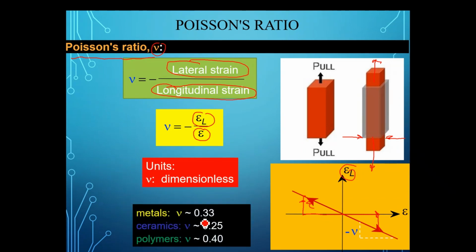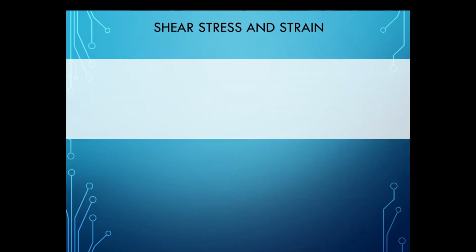Metals normally have a Poisson's ratio of 0.33. That means if the increase in the longitudinal direction is 100 units, the decrease in the lateral direction would be 33 units. Generally, metals have this ratio. Ceramics 0.25 and polymers 0.40. All right. Now, moving on towards shear stress and shear strain. How do you define shear stress and shear strain?